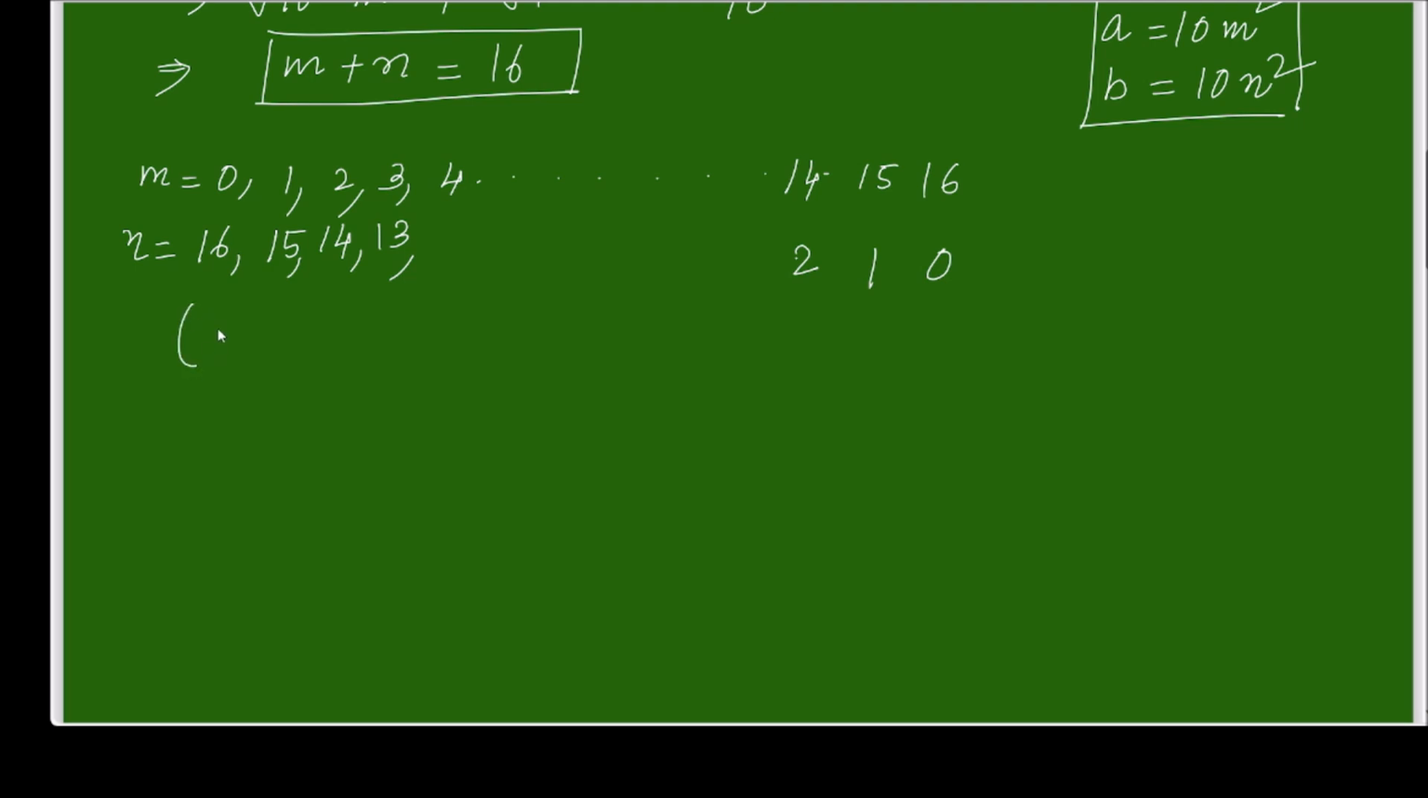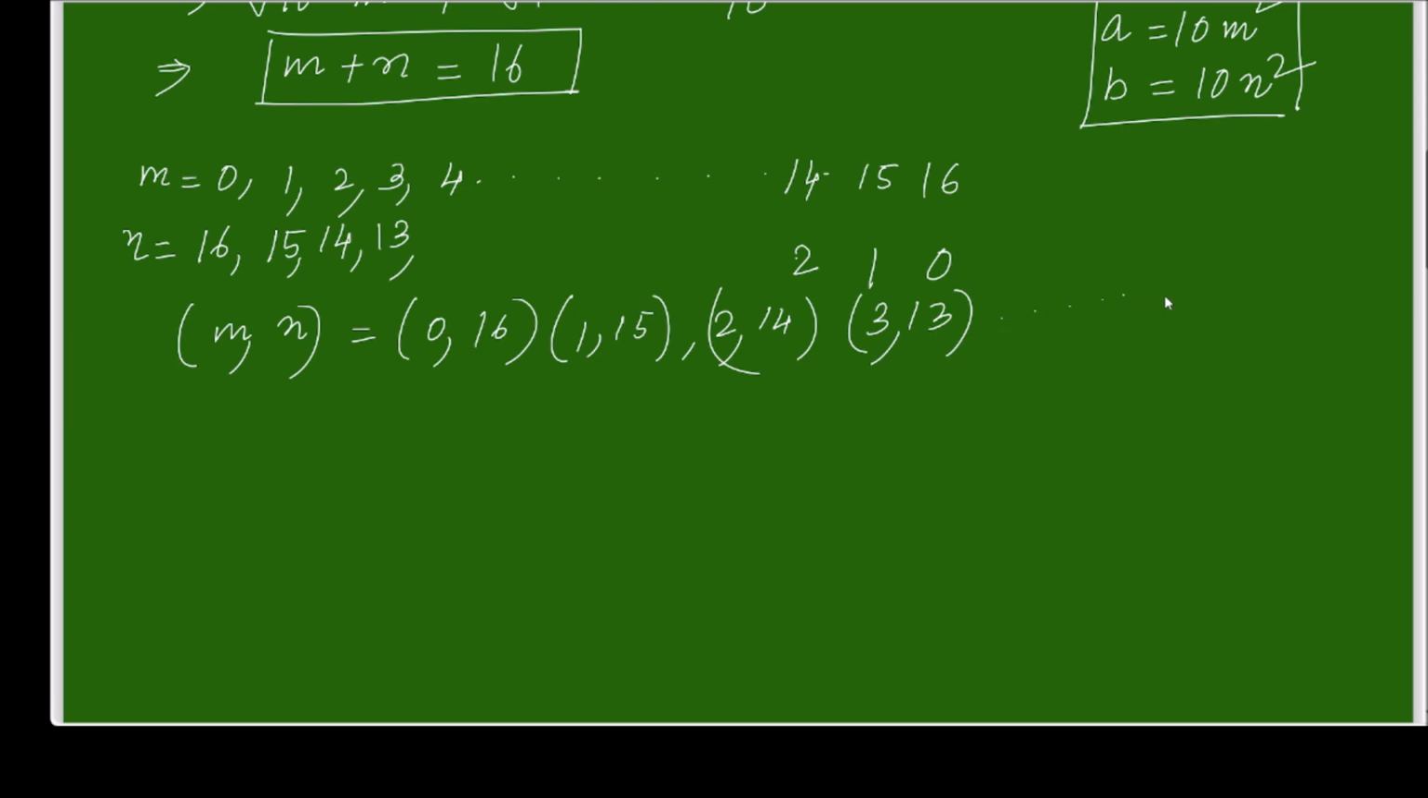So let me write here m and n equal to 0, 16; 1, 15; 2, 14; 3, 13; up to 15, 1; and 16, 0.